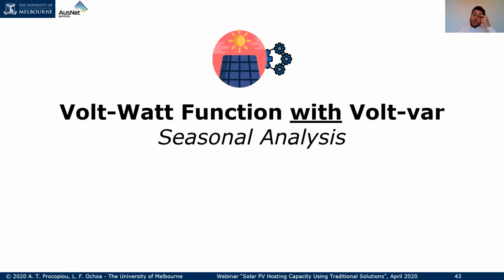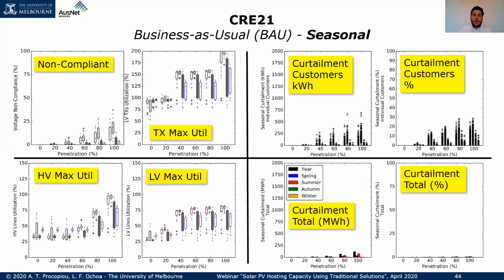Now, let's move into the seasonal analysis just to see a bit more of the numbers, what this means to the network and the customers. In this particular figure, this slide here, on the top left, we have the number of non-compliant customers, the customers that are actually facing voltages above the voltage limits. And what you can see is that we start from a very tiny number of customers throughout the year affected by voltage issues, and then that number increases with the penetration levels, where we can see up to around 30% of customers being affected in terms of voltage.